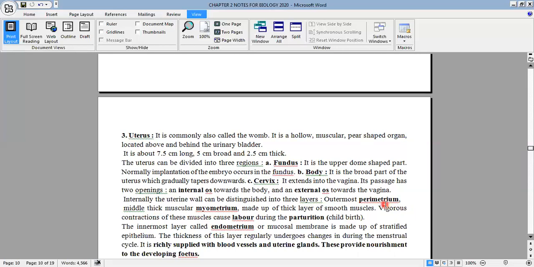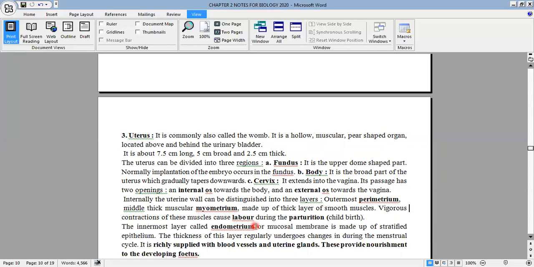Perimetrium is the epithelial layer. Myometrium is a muscular layer made up of smooth muscles, and contraction of these muscles causes labor during parturition, that is childbirth. Because when the uterus contracts, only then can the child be delivered. So this contraction takes place in the myometrium. The innermost part is the endometrium or mucosal membrane.